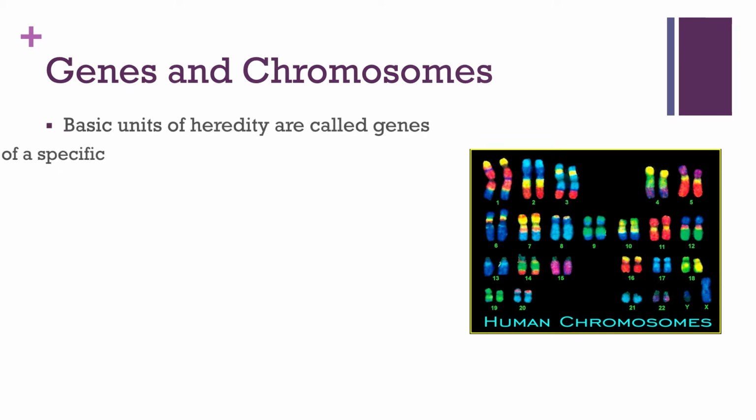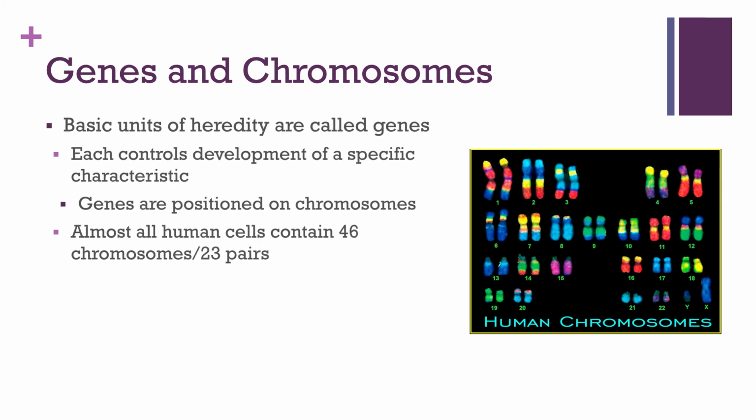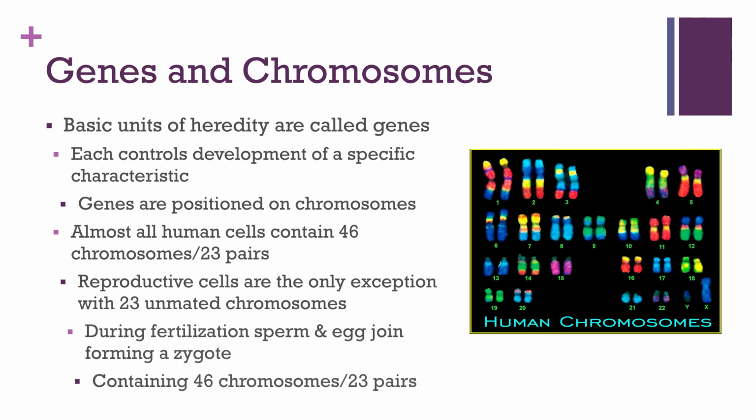Couple terminology that you need to refresh on are things like genes and chromosomes. So remember that the basic unit of heredity is a gene. Each gene controls a specific characteristic, and the genes are positioned on chromosomes. Remember, the chromosomes are the long threads of nucleic acids that are found in the nucleus. Almost all human cells have 46 chromosomes, or 23 pairs. The reproductive cells are the only exception, with 23 unmated chromosomes. So the reproductive cells, remember, are the sperm and the egg.